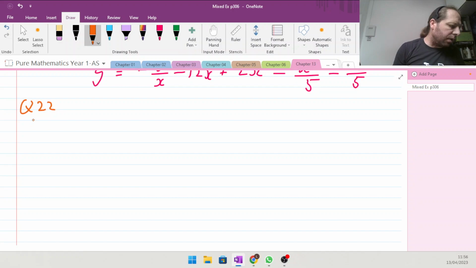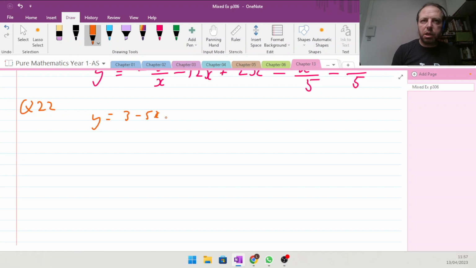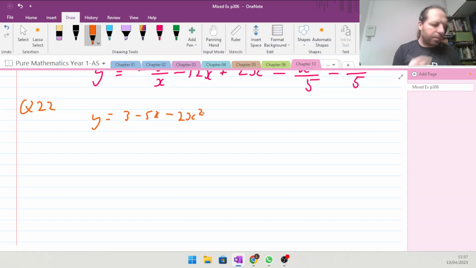Okay, finite region S is bound by the shaded x-axis curve. Equation is this: y equals 3 minus 5x minus 2x squared. Curve meets the axis at A and B. Find the coordinates of A and B.